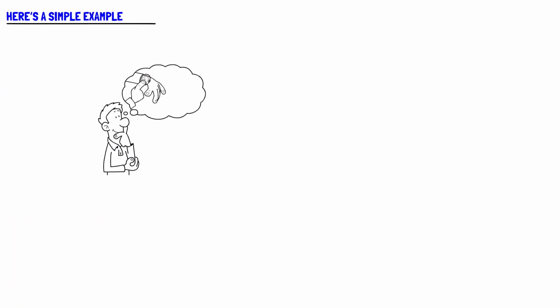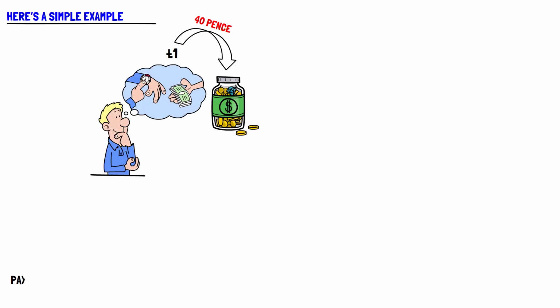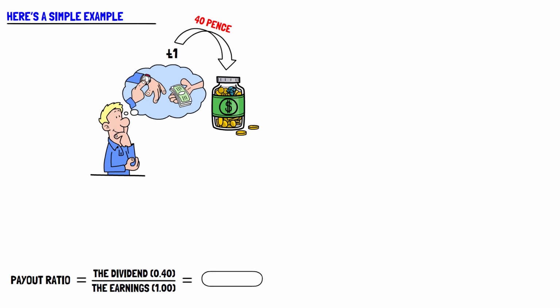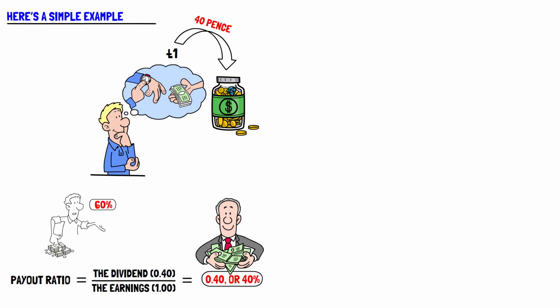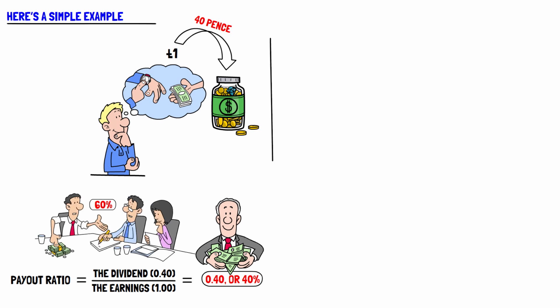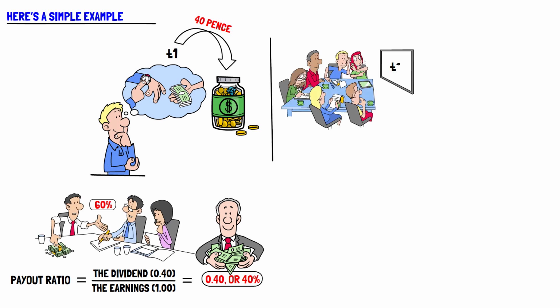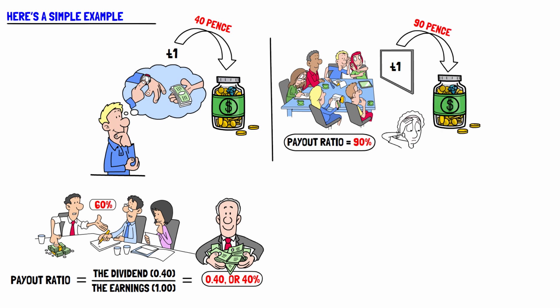Here's a simple example. Imagine a company earns £1 per share in profits over the year. It decides to pay 40 pence of that as a dividend. To find the payout ratio, you divide the dividend, 0.40, by the earnings, 1.00. That equals 0.40 or 40%. This means the company is giving 40% of its profits back to shareholders and keeping 60% to reinvest in the business. If another company earned the same £1 but paid 90 pence as dividends, its payout ratio would be 90%, much higher and perhaps less flexible in tough times.